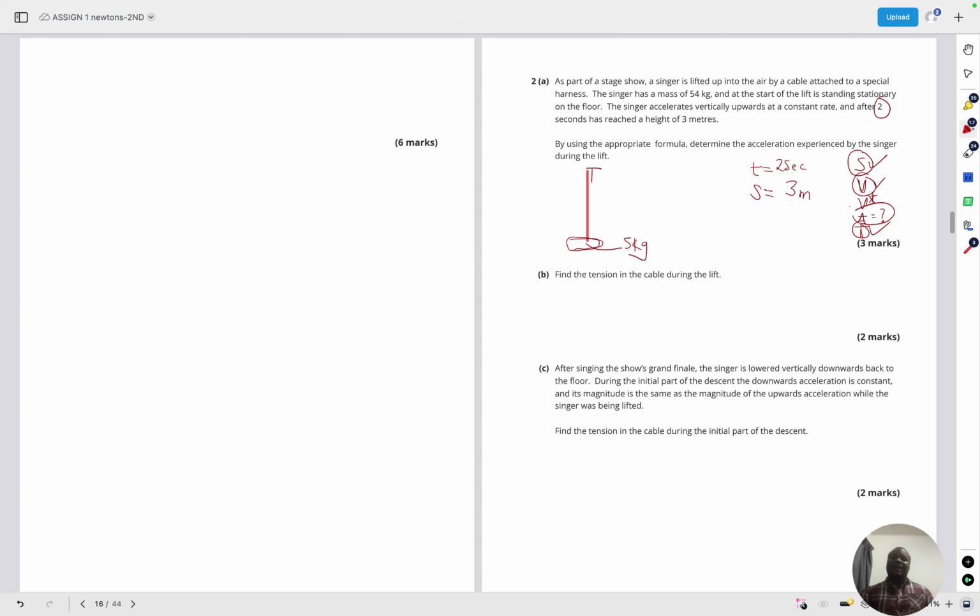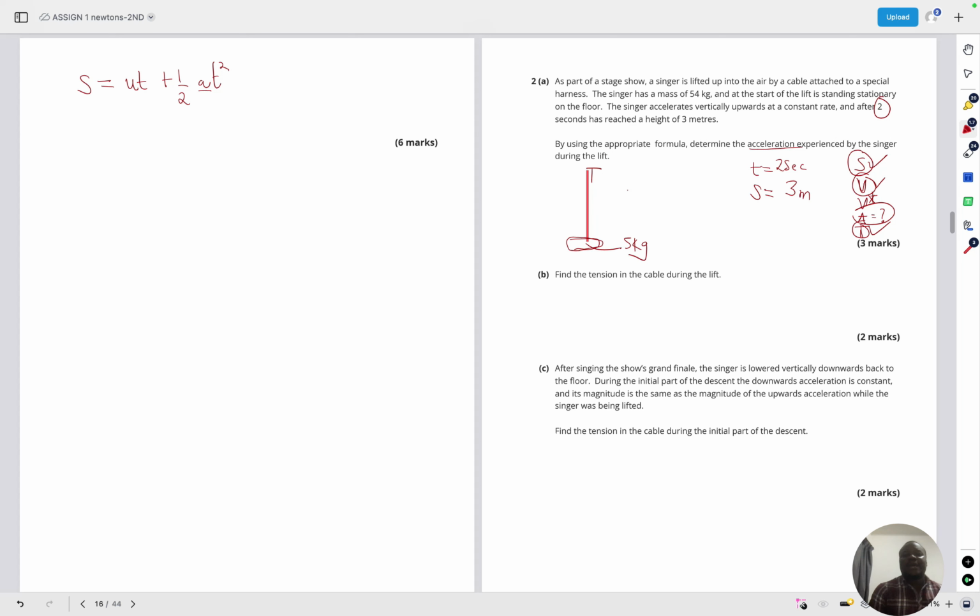If you've worked nicely with your SUVAT equations, you would find that it is the displacement equation, which goes displacement is equal to ut plus half at squared. So if you look at this equation here, it's got everything that we need with the exception of acceleration. So first, part A says find the acceleration experienced by the singer during the lift.